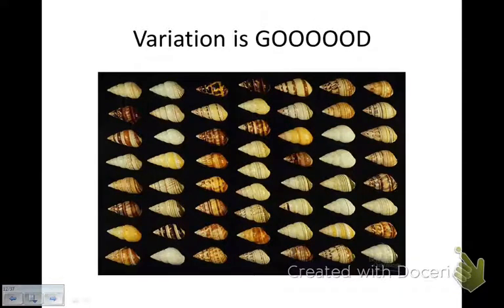Remember that, so we're moving on to microevolution part two. And variation is good. Variation helps a population to survive. So this shell may help it to survive in dark conditions and this one in light conditions. So variation is good in a population. It's going to help the population survive for hundreds of years to come. So your notes say variation is key to surviving in a changing environment.